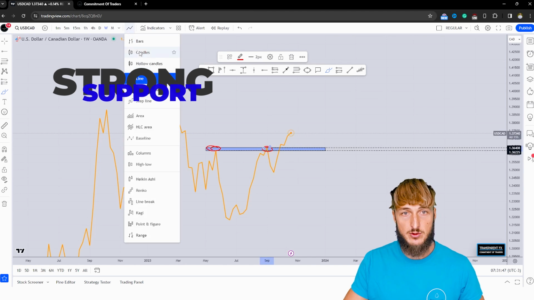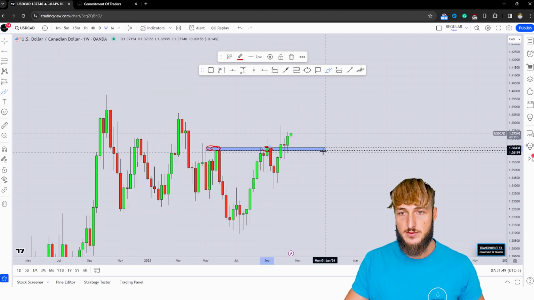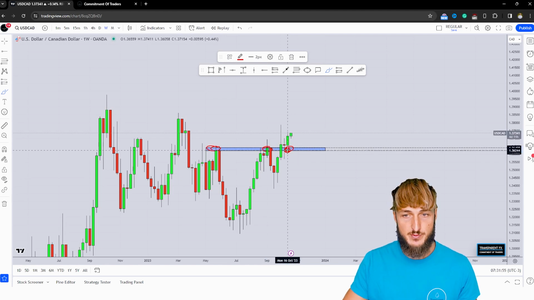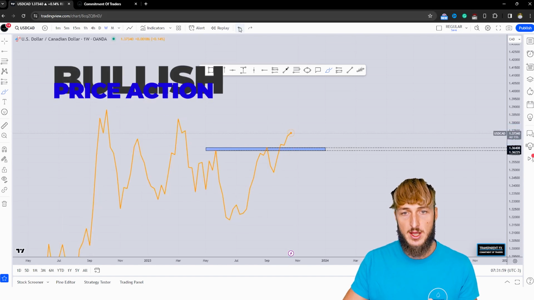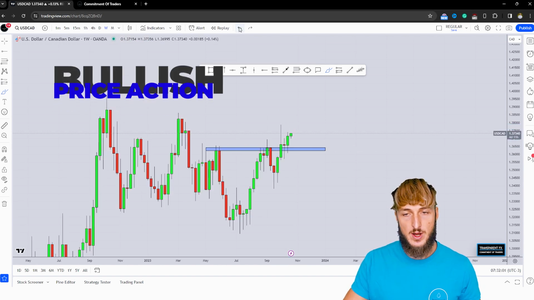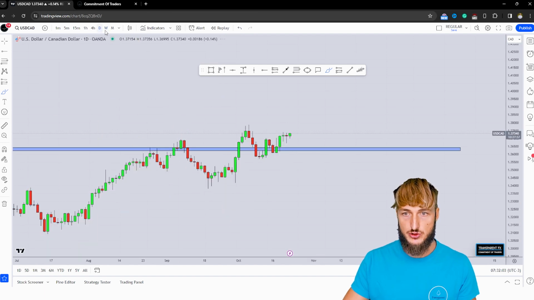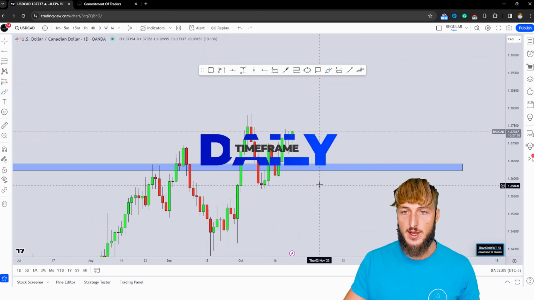And switching back to candles, it will be now very easy for you to identify this area as a strong support zone that the market is currently approaching from above, respecting as support and rejecting to the upside. So at the moment, here on the weekly as well, everything looks quite bullish. Dropping down on the daily time frame, what do we have?